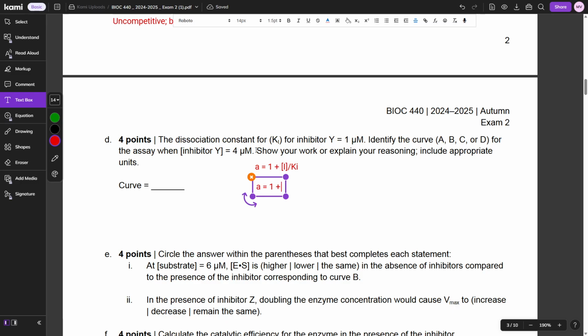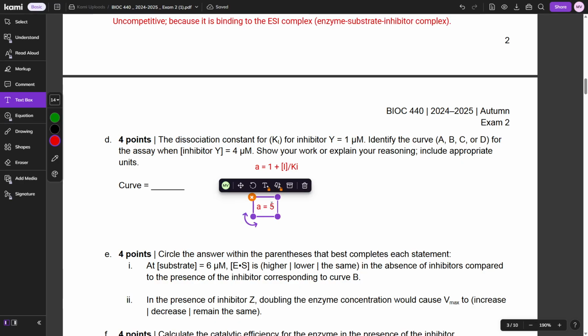So the concentration of inhibitor is 4 micromolar. I'm not going to write out the units, but again, make sure you write out the units on your actual test. And then for the Ki, it's going to be 1. And you'll know that if you get the answer right, because the numbers are usually quite nice. So 4 divided by 1 is 4. 1 plus 4 is 5, so alpha equals 5.